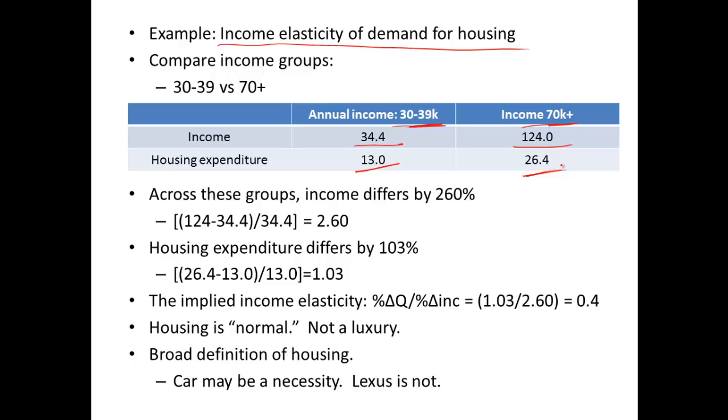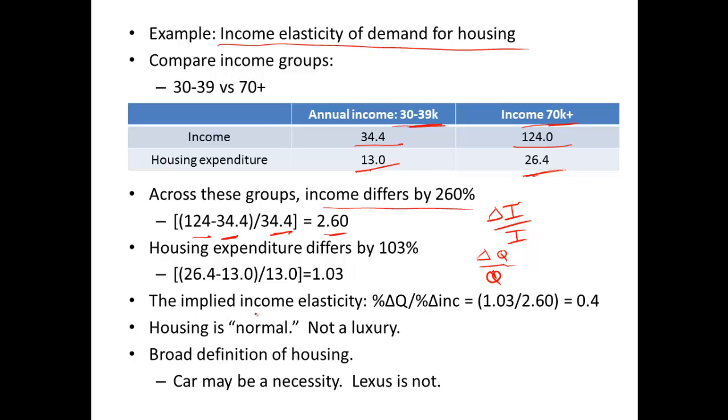But let's calculate the actual income elasticity of demand. How do we do that? Across these groups, income differs by 260%. How do I know that? 124 minus 34 over 34 is 2.6, so it's 260%. And what is that? That's delta I over I. What about housing expenditure? It differs by 26 minus 13 over 13. And what is that? That's delta Q over Q. So it differs by 103%.